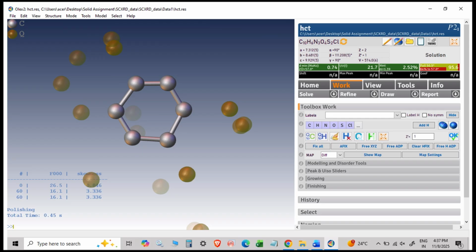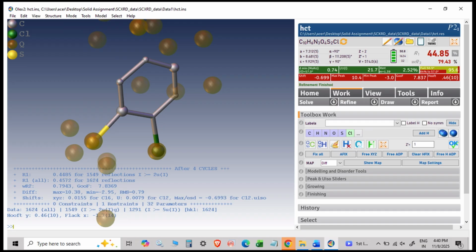I loaded the sct.ins file, went to Work, then Solve, and I get an initial structure, an initial electron density scatter. Then I tried to assign atoms, which is a hit and trial kind of method. I found that there are six electron densities, like these ones. I assigned them as carbon because carbon forms six-member or five-member rings. This was the initial seeding for my structure deduction.